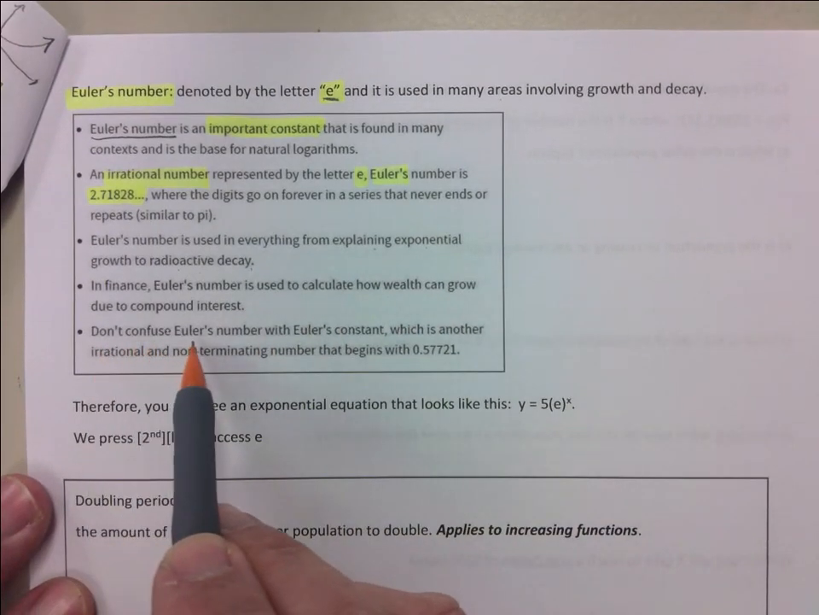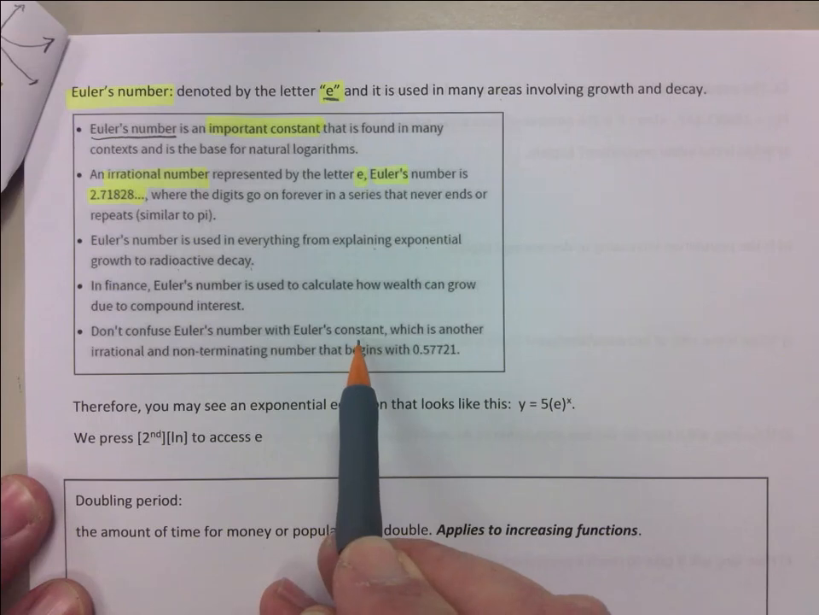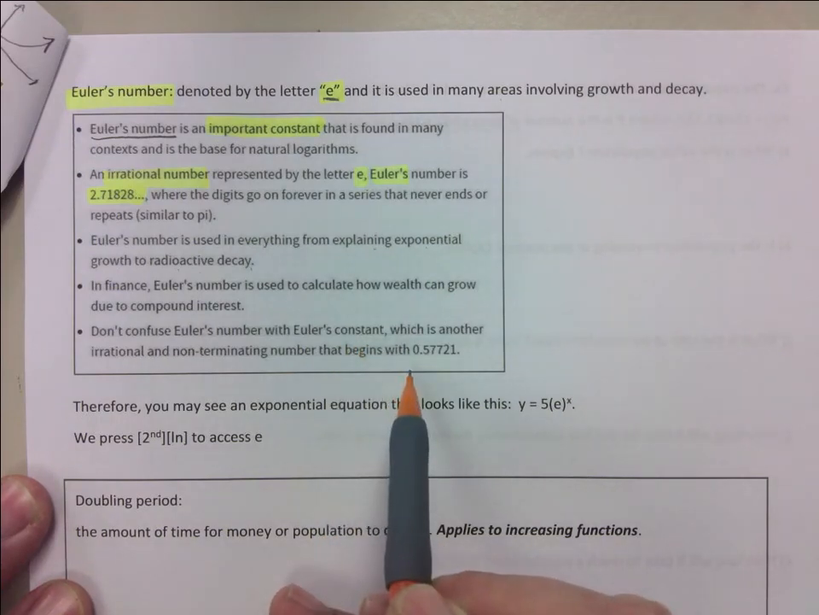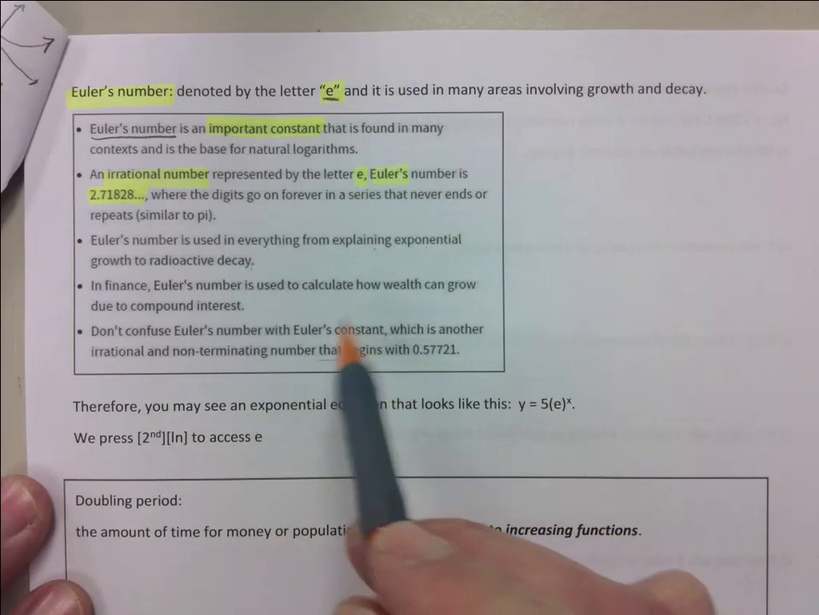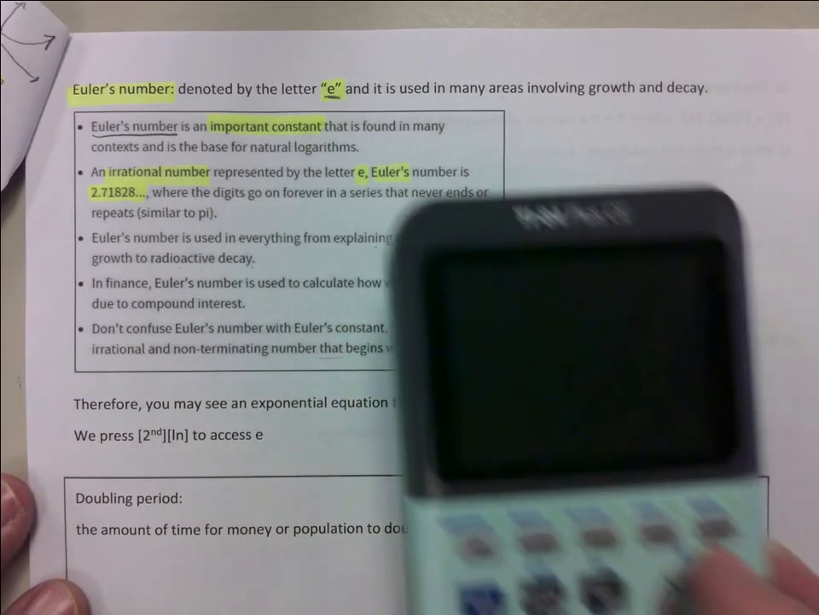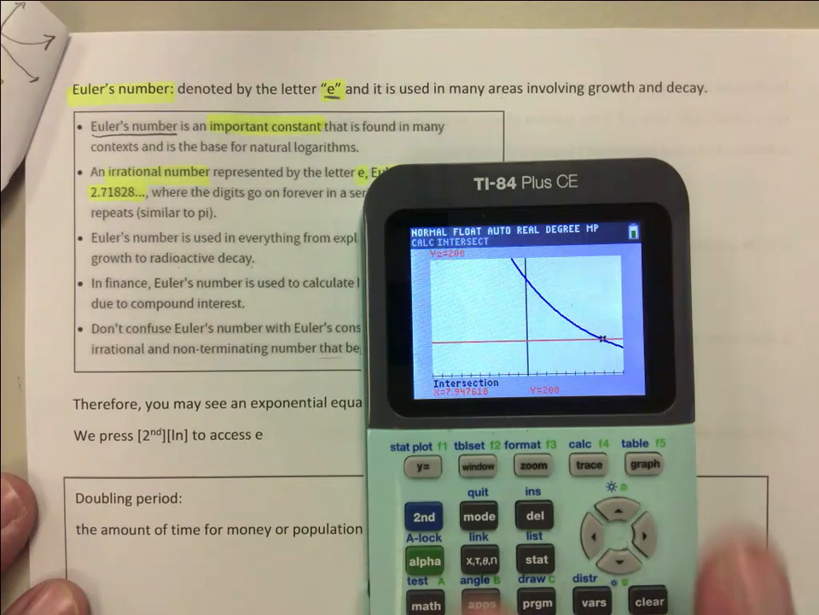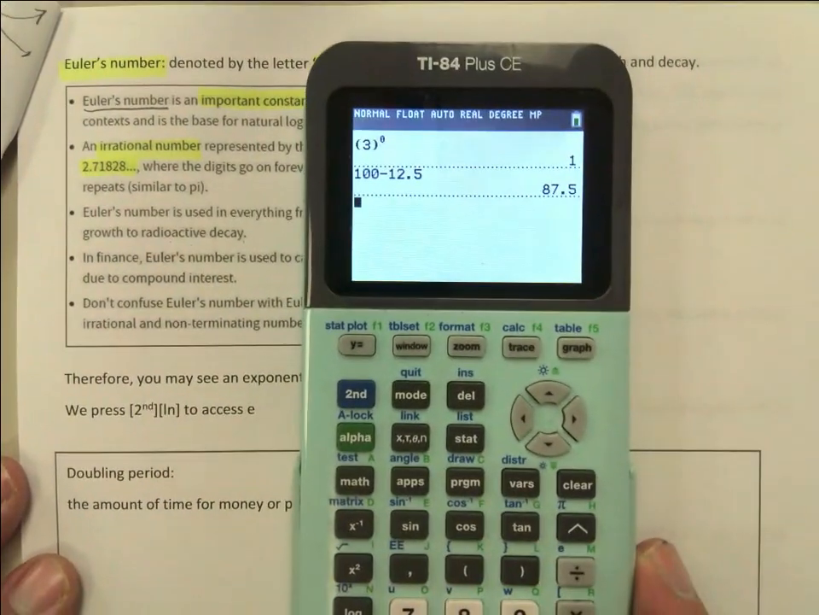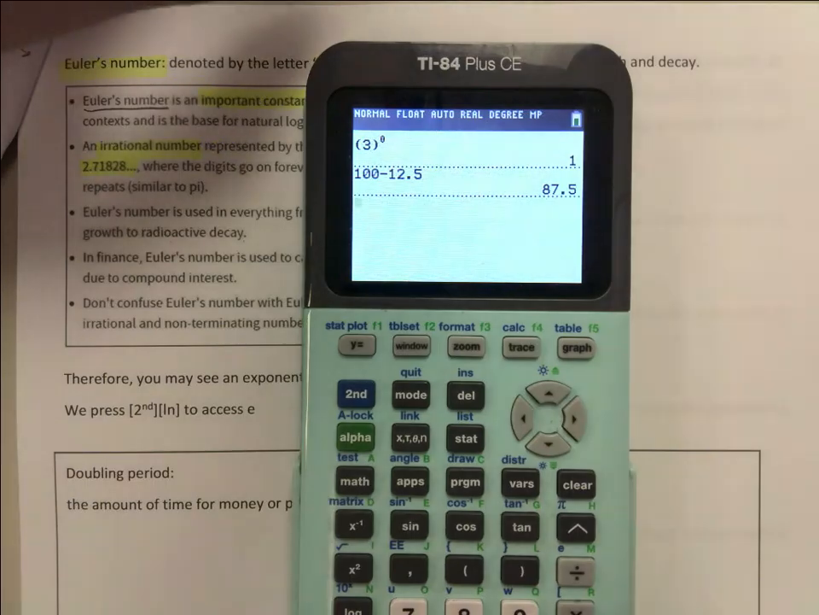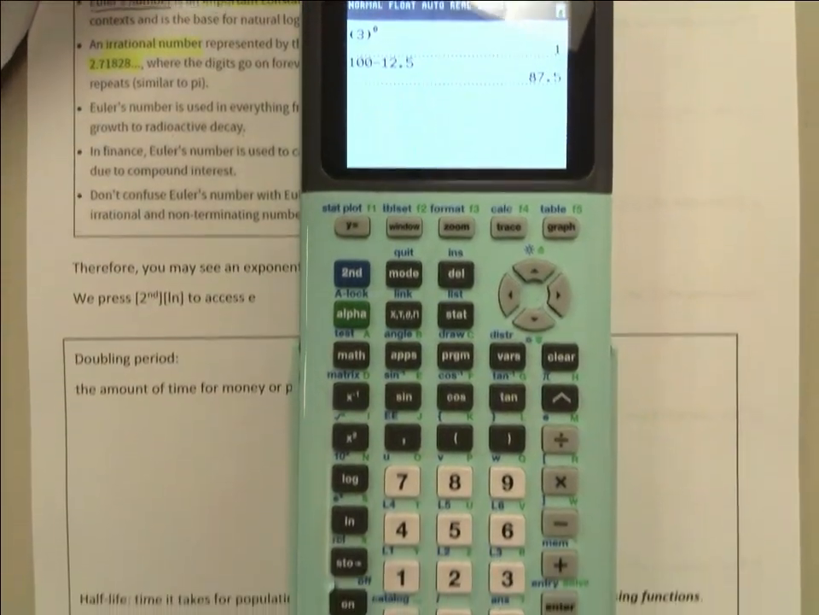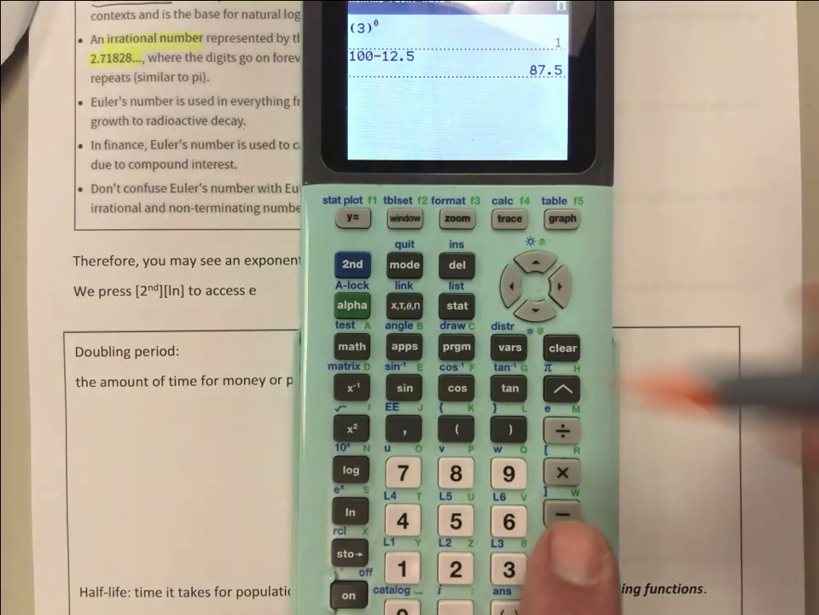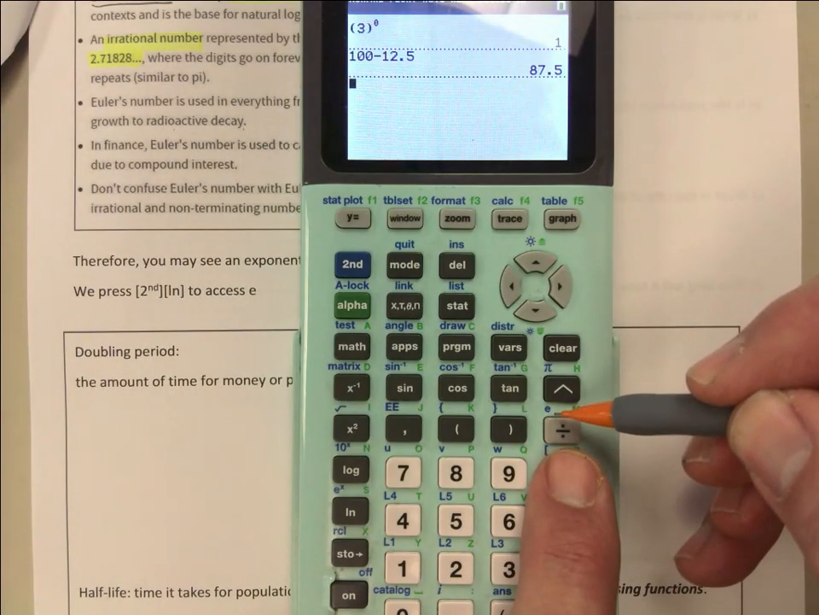But don't confuse Euler's number with Euler's constant. Uh-oh, what's that? You don't have to worry about this because here it is. If you ever want to know what it is in your calculator, you grab your calculator and do you see, if you look at your division symbol, do you see E right there?